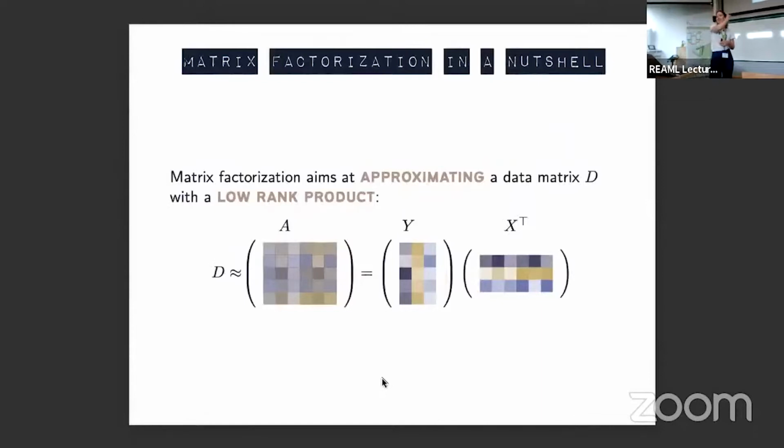Now, generally, matrix factorization has the goal to approximate a given data matrix D. Here the rows of the data matrix D are the data points and the columns are the features. Then we want to approximate the data matrix D with a low rank product. That means that, as you see here, the rank is now, for example, 3. So Y is the number of data points times 3, and X transposed is 3 times the number of features.